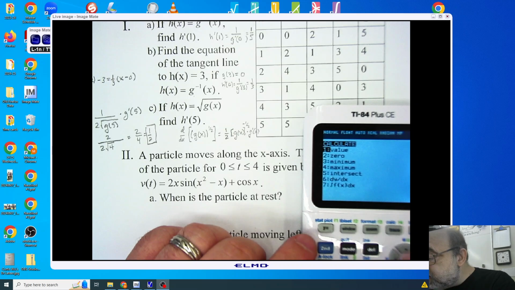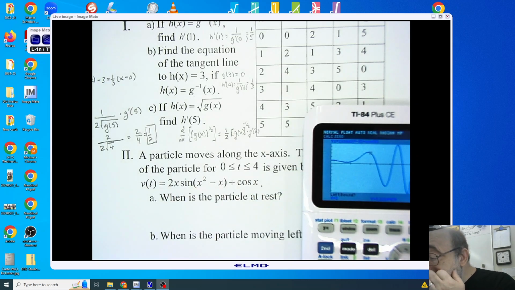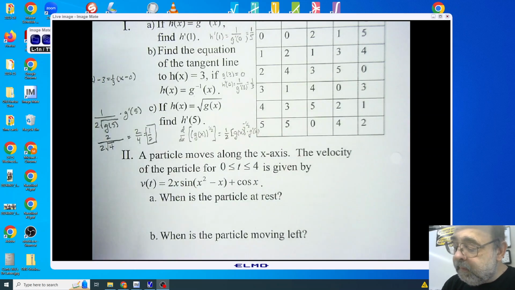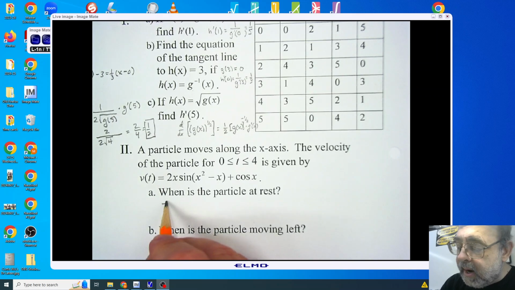Alpha, trace, find the first 0. We want to be to the left, which will put it above. And we're going to find our second value. That'll be below, and therefore to the right. Then we hit enter. And our first value is 2.3016.